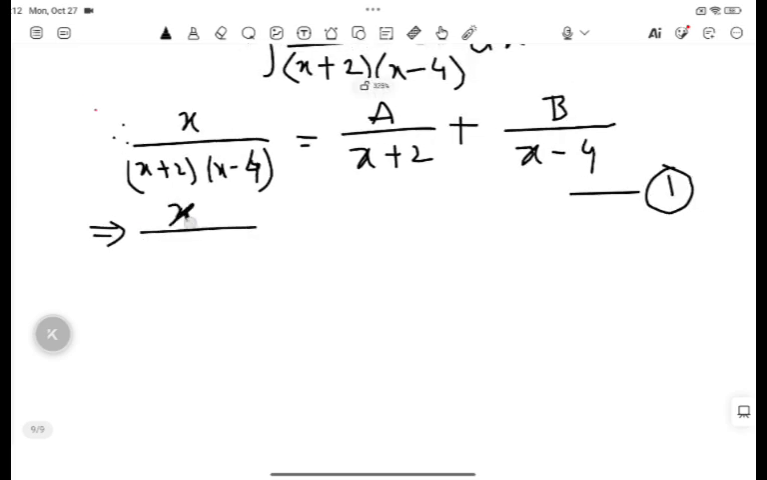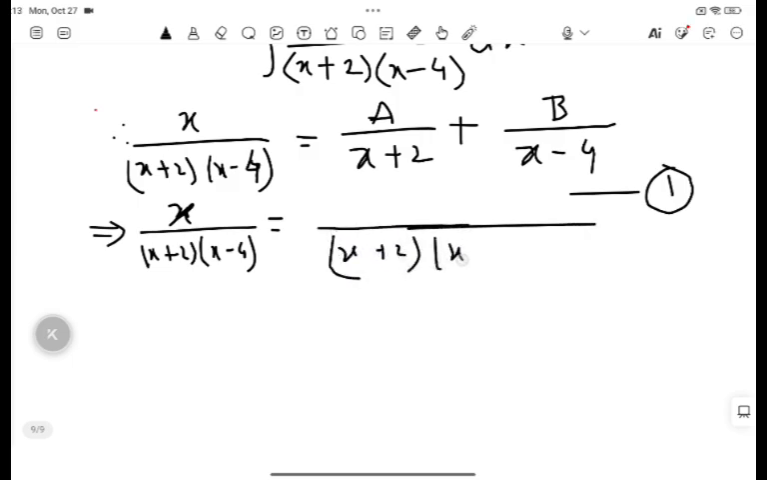So what we do first is we write this as it is, no changes whatsoever, and we write this by taking the LCM first, right? And in the numerator we figure out the fractions the way we usually do. So A times (x minus 4) plus B times (x plus 2).